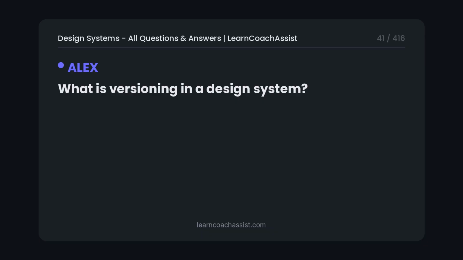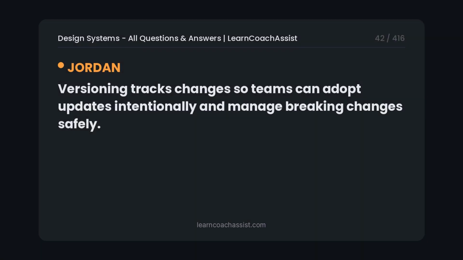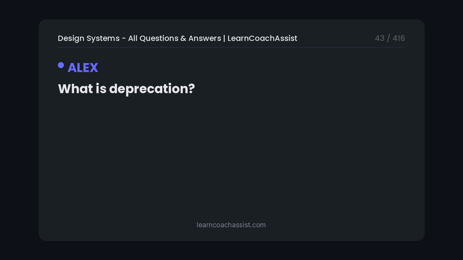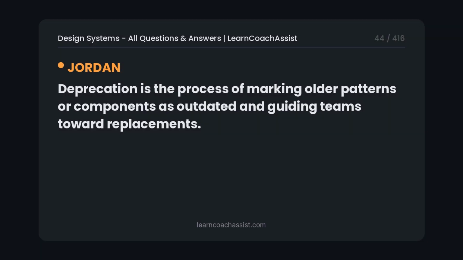What is versioning in a design system? Versioning tracks changes so teams can adopt updates intentionally and manage breaking changes safely. What is deprecation? Deprecation is the process of marking older patterns or components as outdated and guiding teams toward replacements.